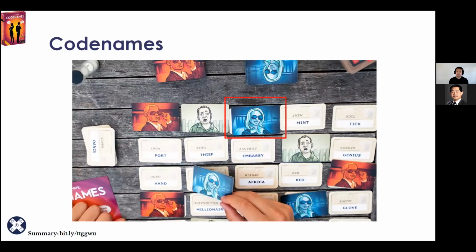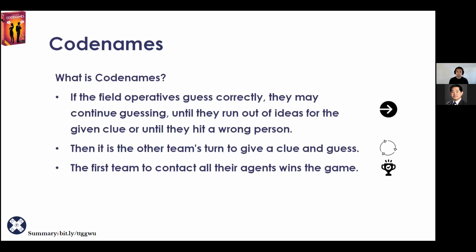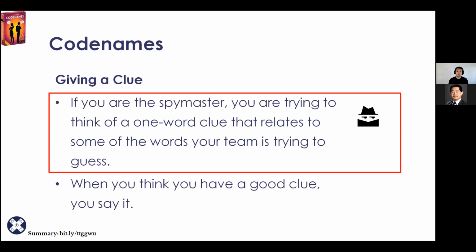So in this case here, this blue team agent has been able to contact one of their blue agents on this card here, and they are now in the process of placing their blue agent cards on top of these cards right here. All right, so if you're a spy master, we're going to go over how to give a clue to your teammates, your field operatives.